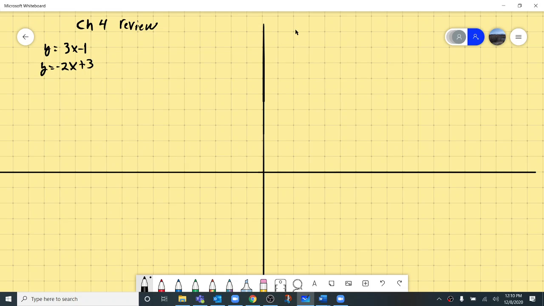Okay, so starting chapter 4 review, which is the last chapter that the first semester covers. We started talking about systems of equations, and we talked about several different ways, 3 different ways, to solve systems of equations. Then we talked about systems of inequalities. But just starting with systems of equations, the first method they gave us was graphing.